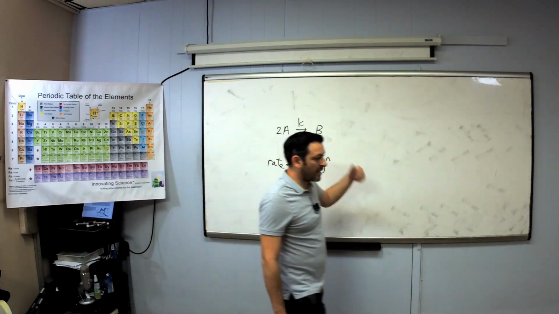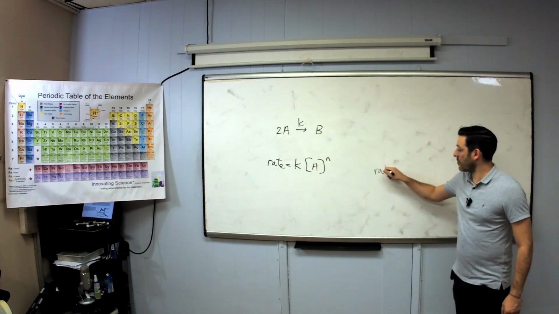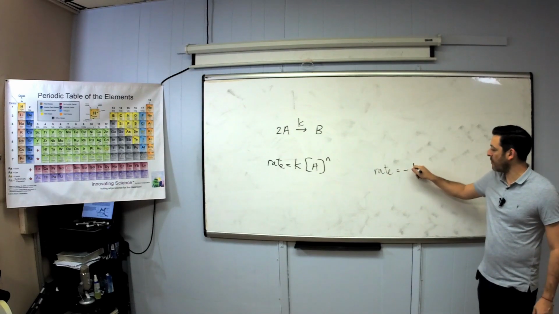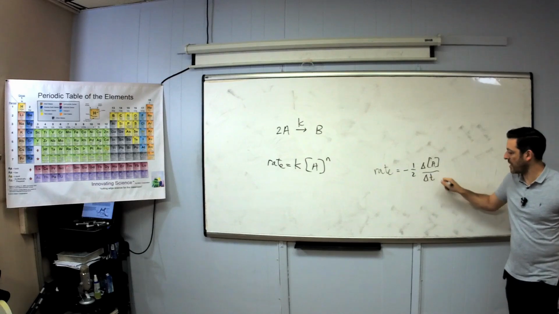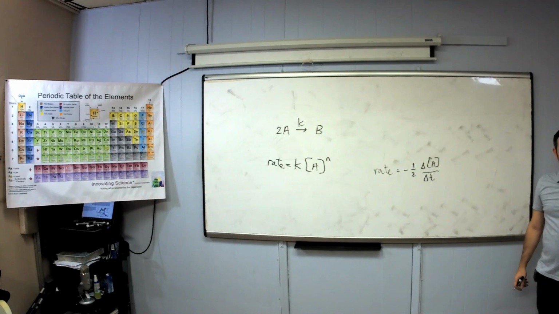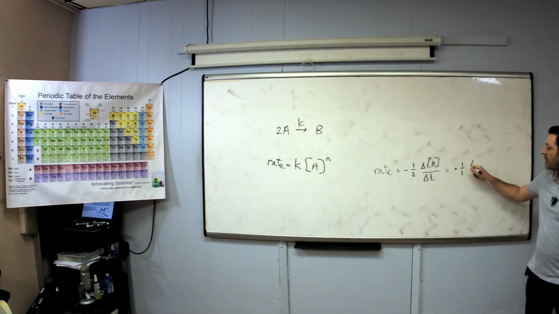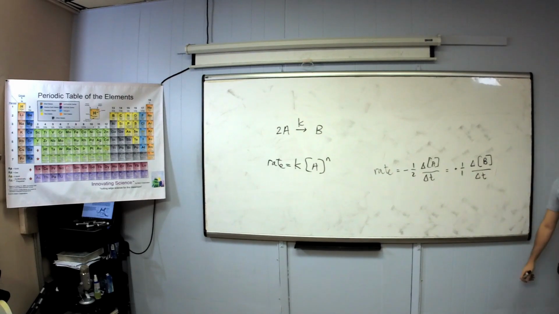Do you remember there was another way to express the rate? There was this way to express the rate. You could say that was relating the rates or monitoring the rates. You could say the rate is equal to the negative 1/2 change in concentration of A divided by change in time. Anybody remember this? And that also equals the positive 1/1 change in concentration of B over change in time.